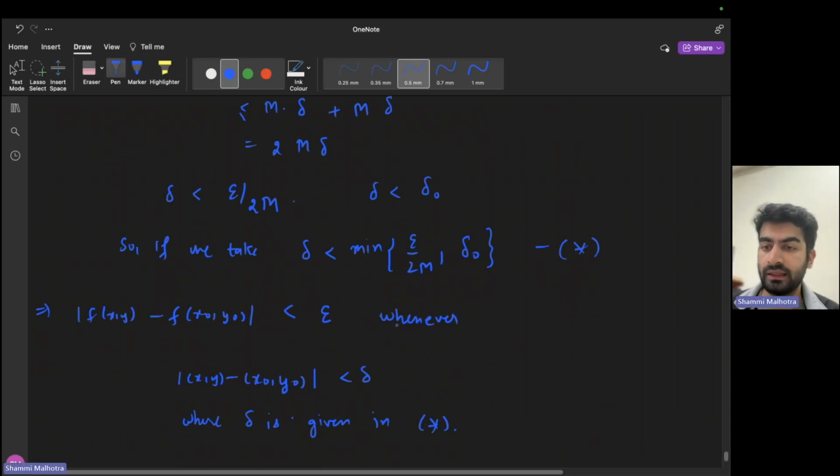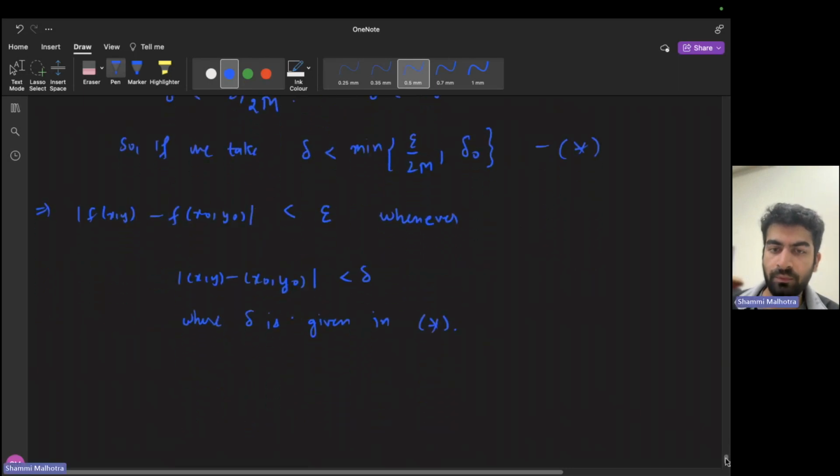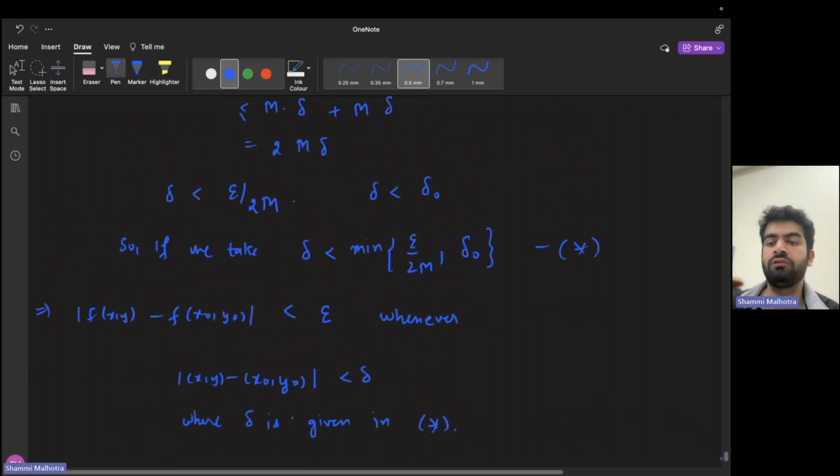So this is the definition of continuity. I found one delta, such that whenever my point is within delta, which is less than the minimum of epsilon by 2M and delta naught, I will have the difference less than epsilon, and this gives continuity. So I have the continuity of my function f(x,y), provided that I assume my partial derivatives are bounded in a neighborhood. So finally we have the continuity of our function: if I assume my partial derivatives to be continuous in a neighborhood, I will get the continuity.